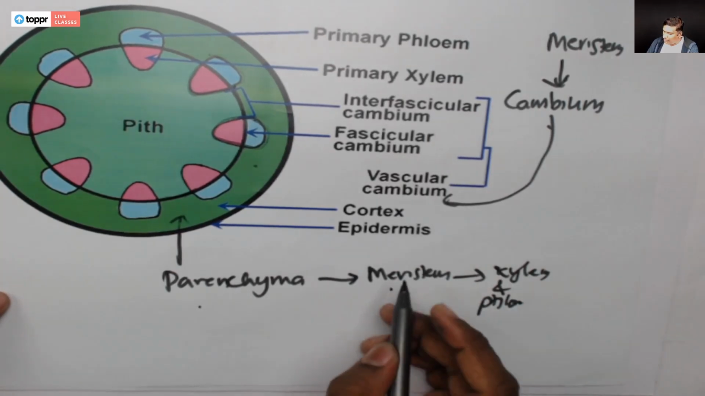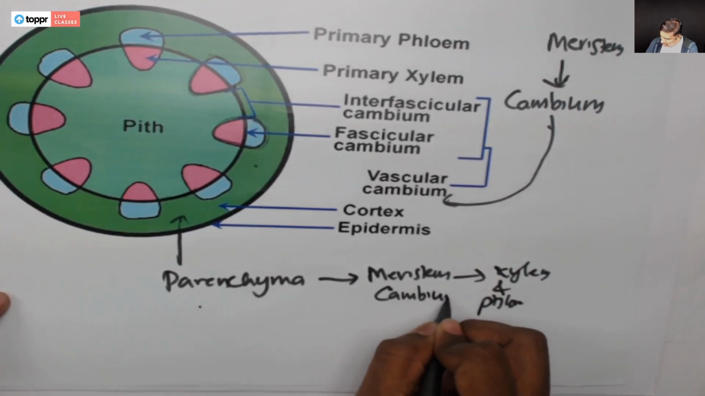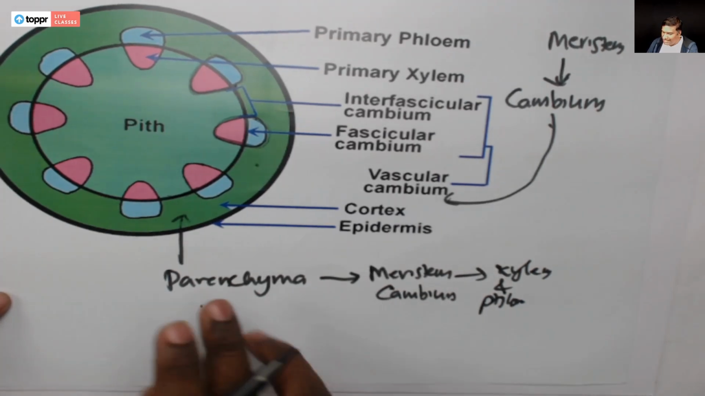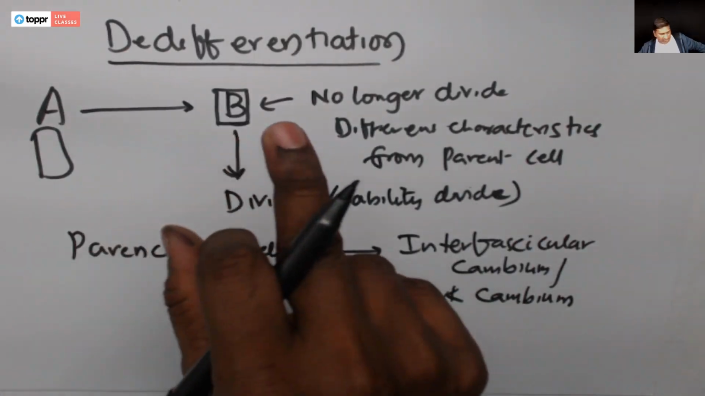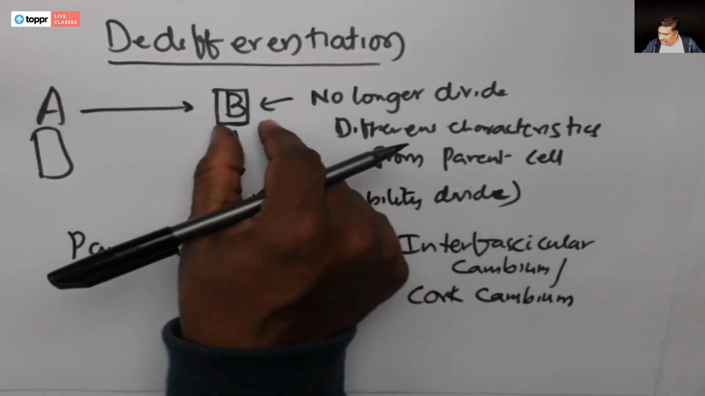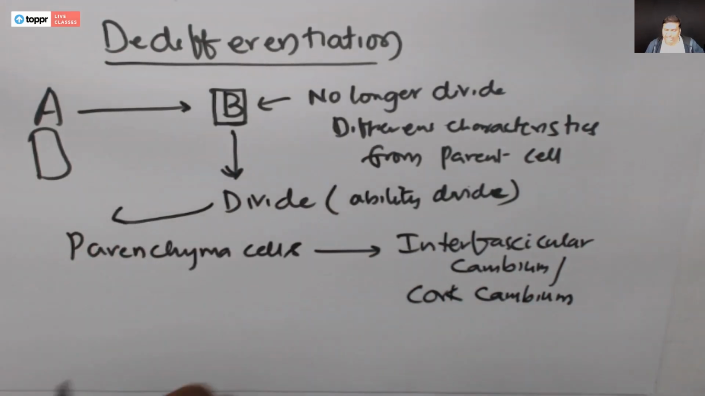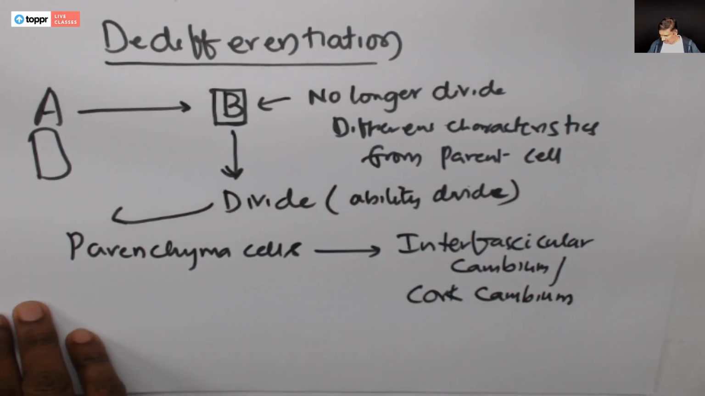Okay, they can convert into cambium, and from this cambium again xylem and phloem can be formed. So this is de-differentiation. A cell which is actually committed, which is differentiated, going back to its original form, is called de-differentiation.